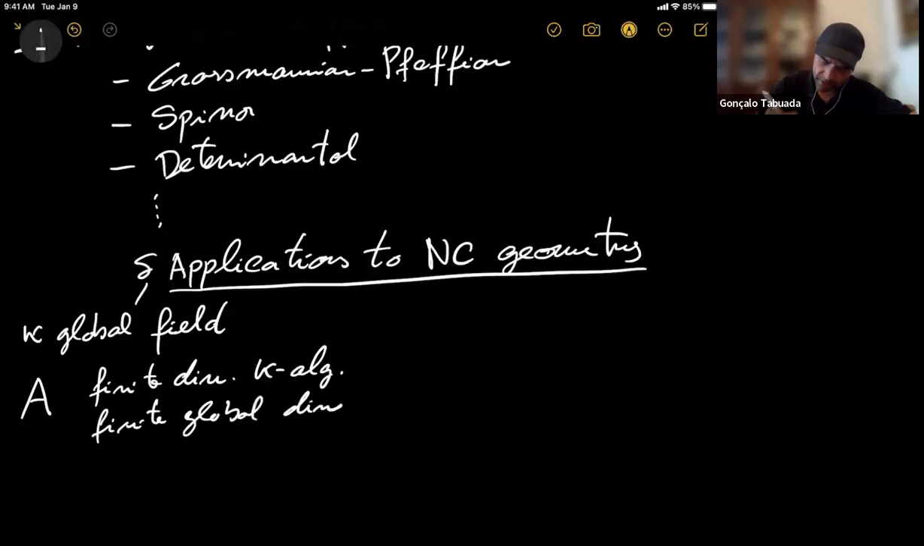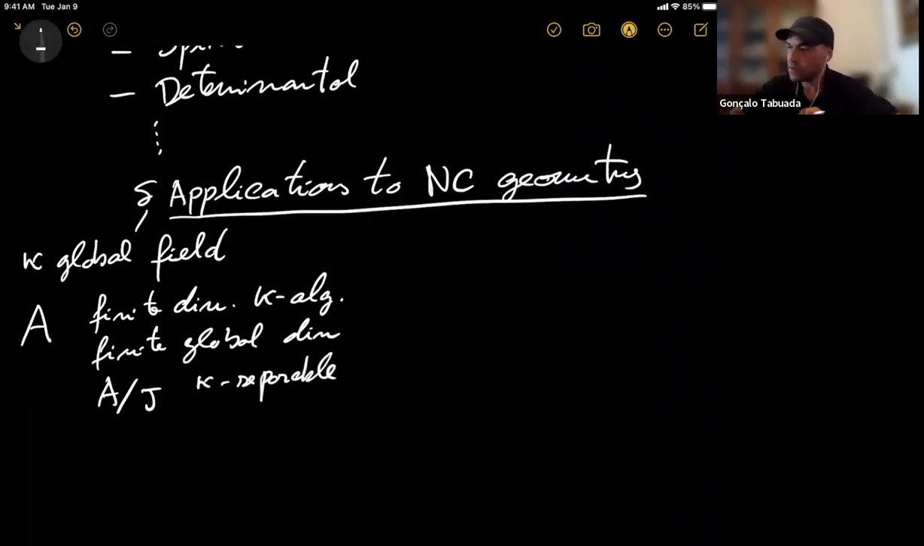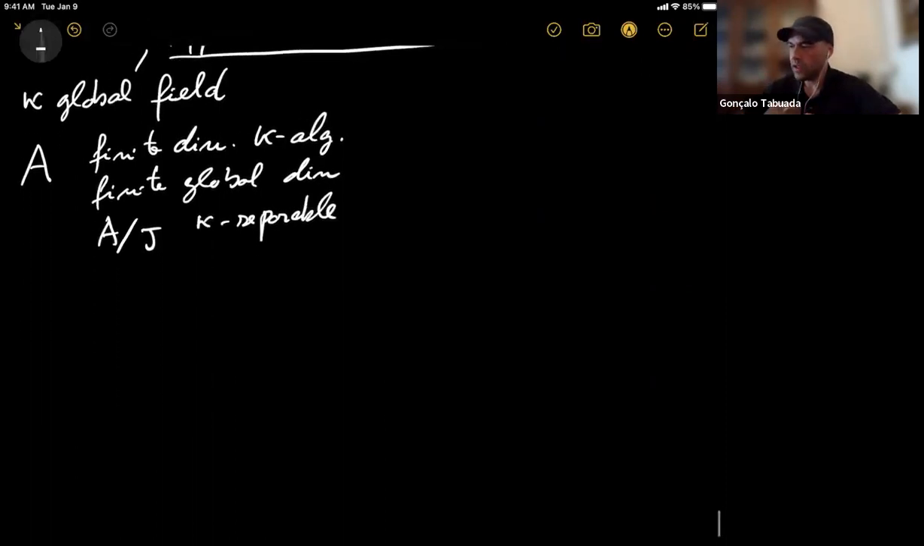And I need that the quotient by the Jacobson radical to be K-separable. Which is the case, for example, in characteristic 0. Then what you can do, so let's grab any one like this.